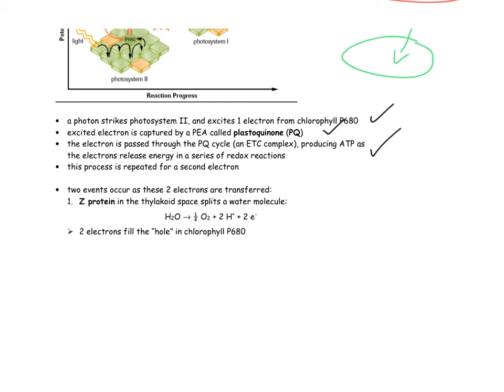Okay? So there we have it. Two electrons are going to fill the hole in P680. Half of an oxygen is going to combine with another half oxygen once we split another water molecule, and that's going to form O2. And then we're going to have our H+ remaining in our chloroplast, specifically in our thylakoid space or in the lumen.